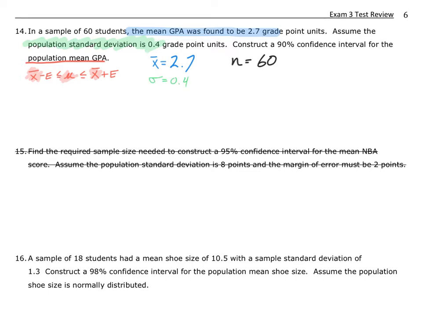So what's nice about this is once I've identified everything that I have been given, I can just type this into the calculator and get the calculator to tell me the confidence interval. The last thing I need to identify is the confidence interval that I need, or the confidence level. In this case, I want 90% confidence, so I can just use that on my calculator.